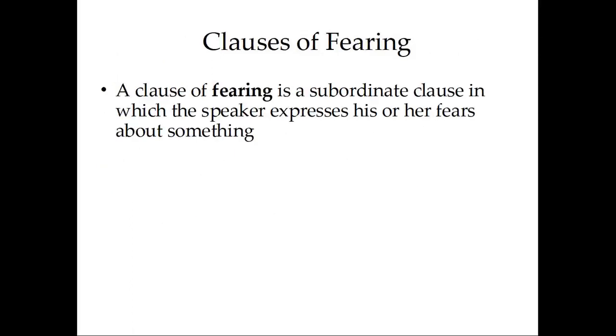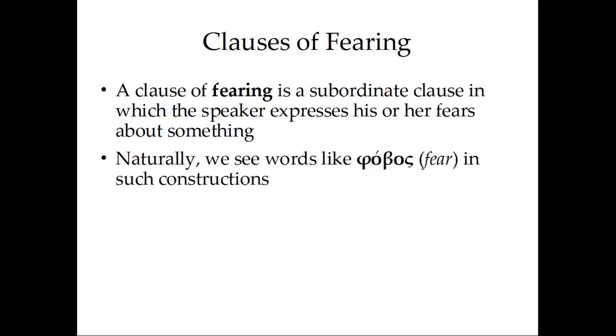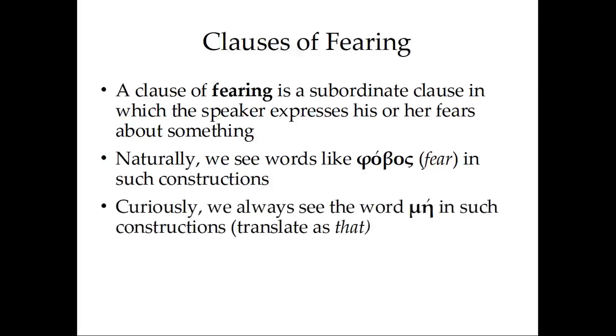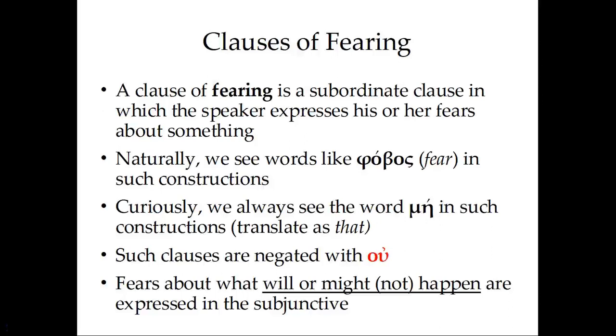Let's look at another type of subordinate clause in which we see the subjunctive. A clause of fearing is a subordinate clause in which the speaker expresses his or her fears about something. Naturally, we see words like phobos, where we get our word phobia, which means fear in Greek, in such constructions. Curiously, we always see the word me in such constructions, and we can translate it simply as "that." Such clauses are negated with ou to avoid confusion with the me. Kind of gets complicated. Fears about what will or might not happen are expressed in the subjunctive.